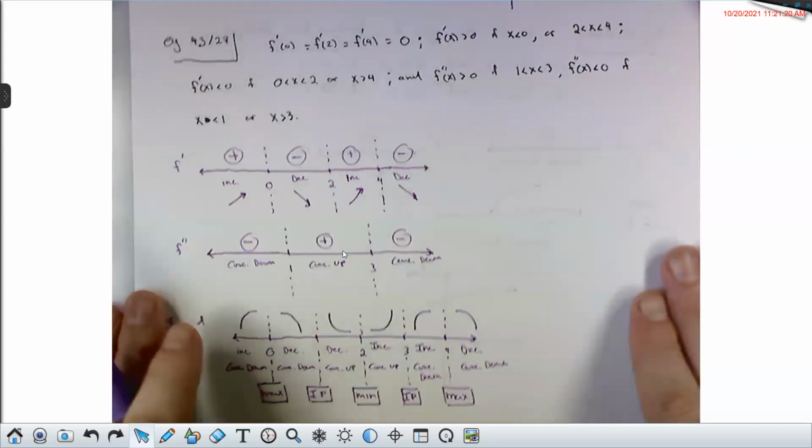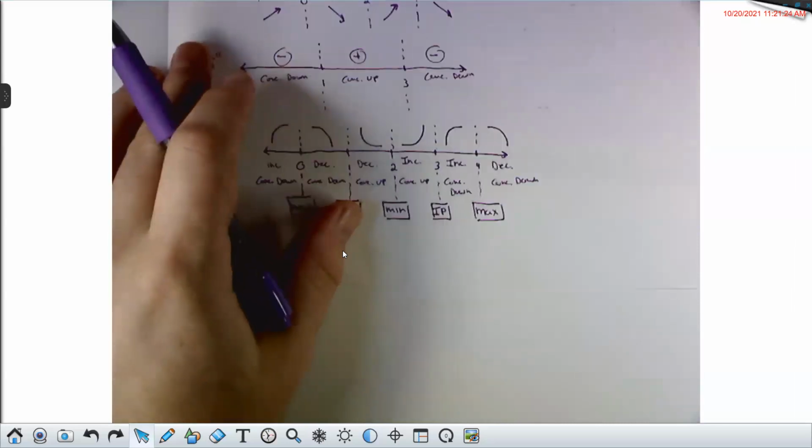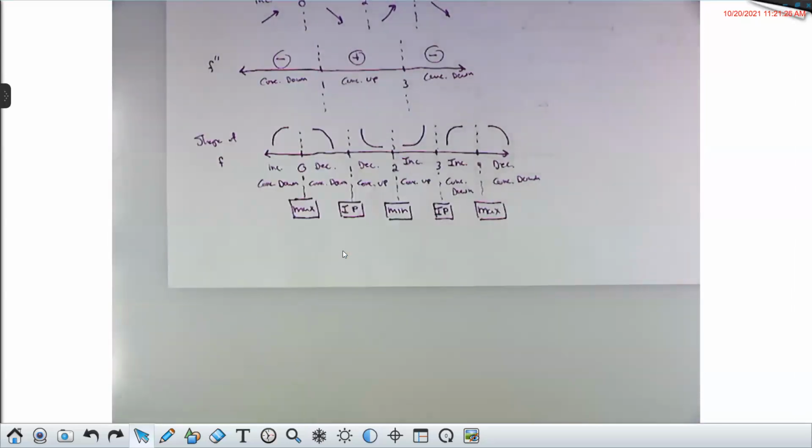Let's sketch the graph. Again, this still isn't enough to completely determine the function F. There are many graphs that do this. We just have to sketch one of them. So what I would do.